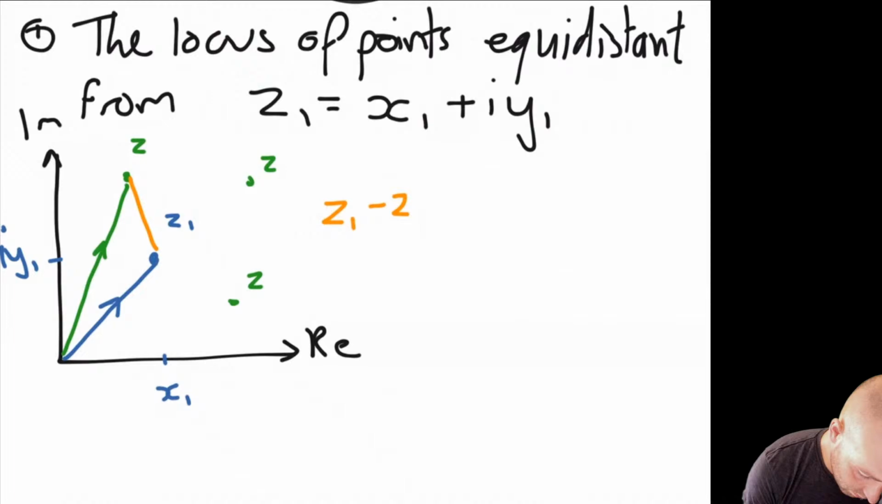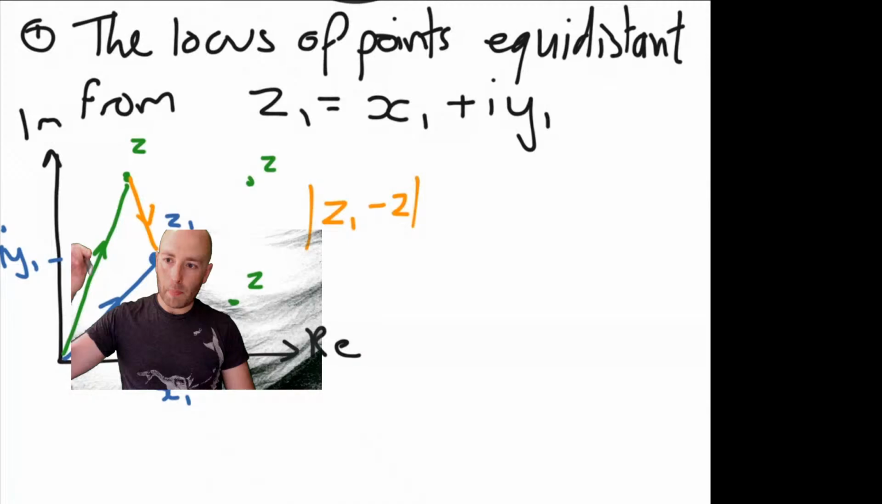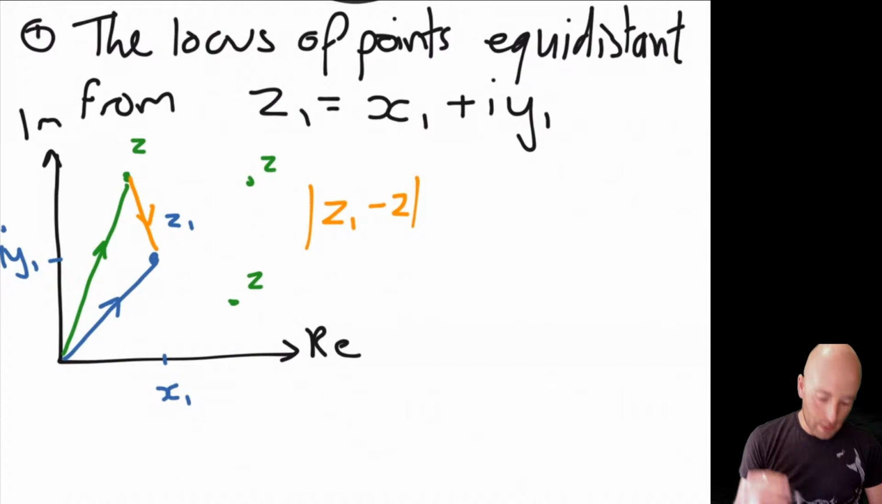Using the triangle or vector addition, we can find that the length is the modulus of z1 minus z. And we can use that as the length for any of these points. So any of these points, no matter where z is, will always have the same length.